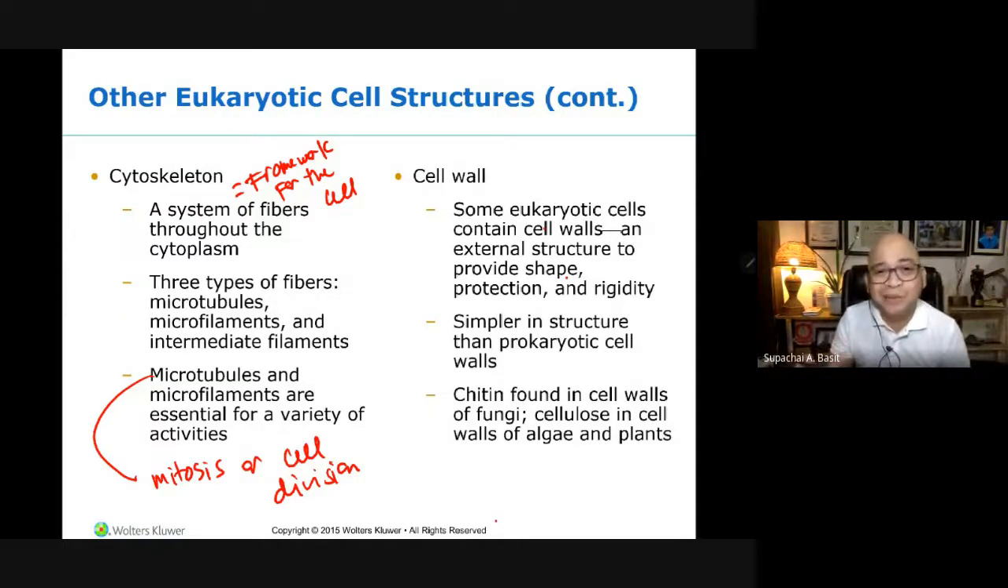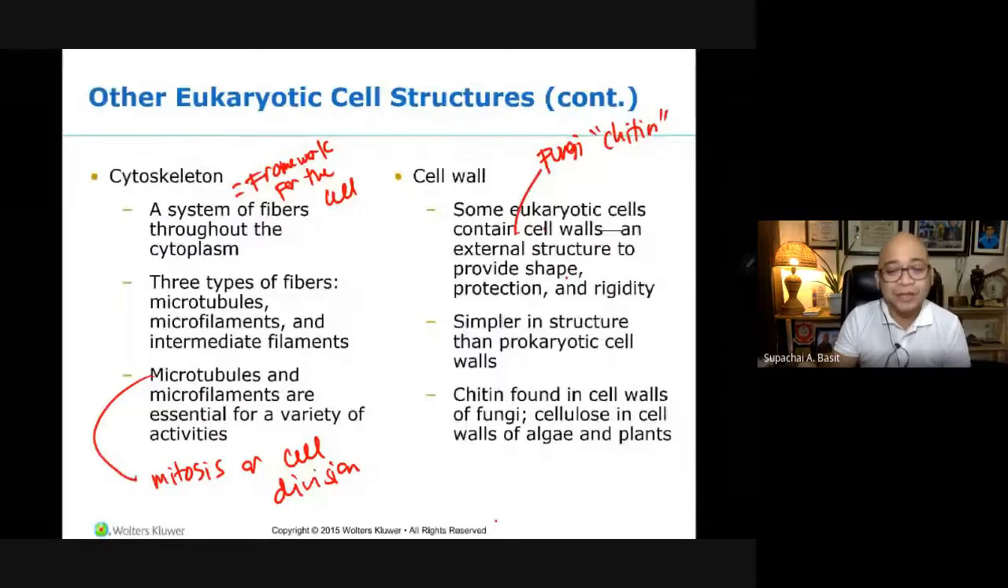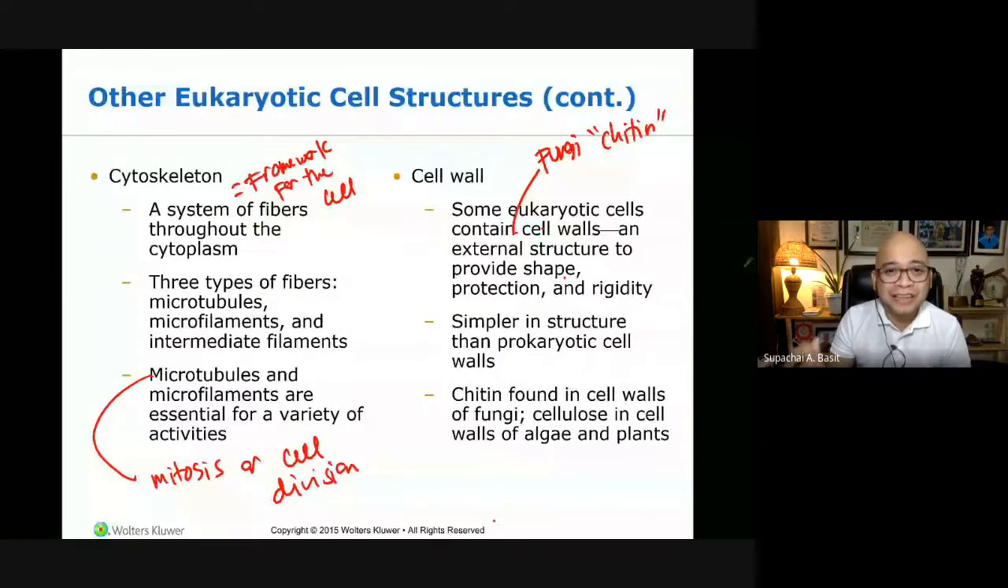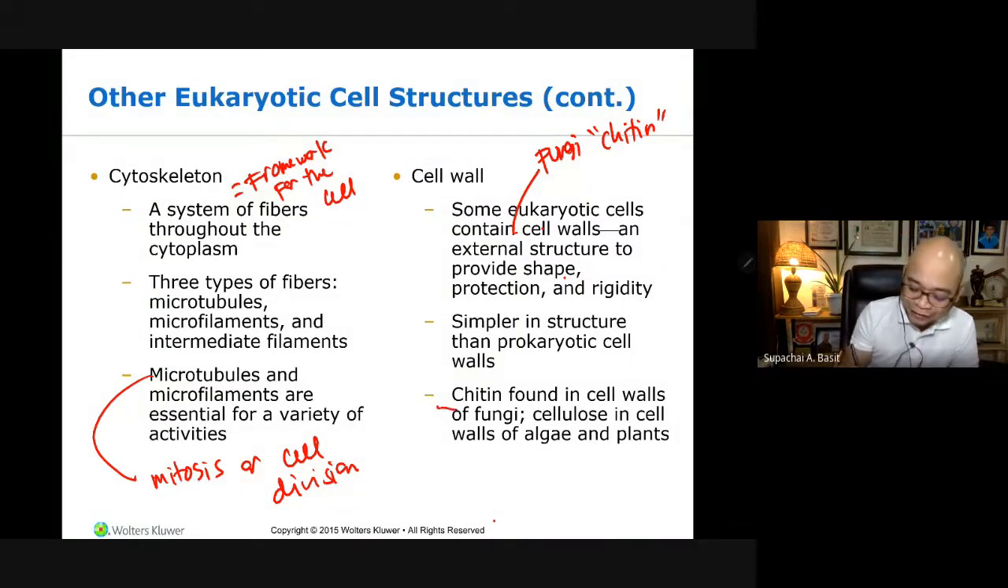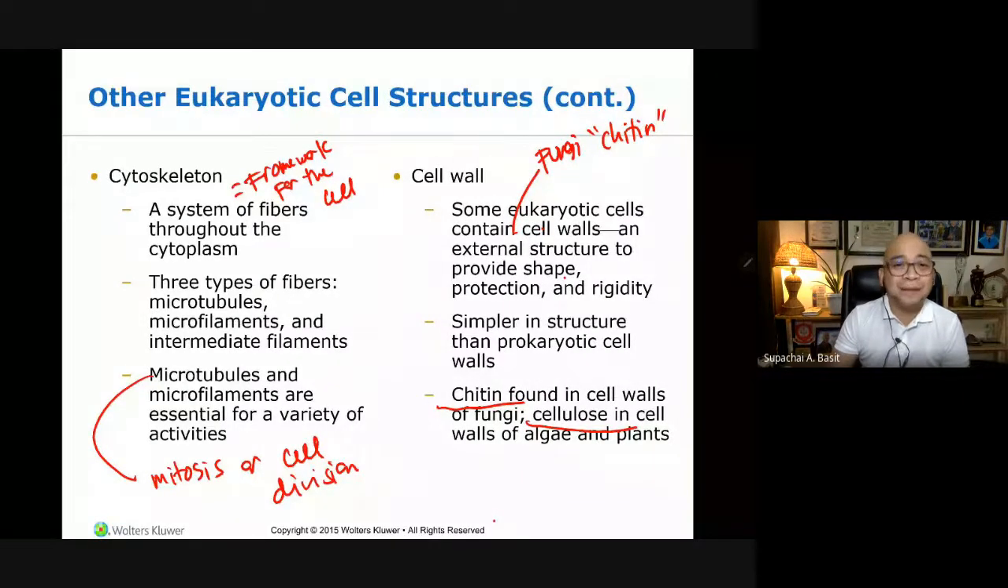So let's talk about the cell wall. Some eukaryotic cells contain a cell wall. For example, fungi have a cell wall, and it is made of chitin. It's an external structure that provides shape, protection, and rigidity. The cell wall is much simpler in prokaryotic cells. So chitin is found in the cell wall of fungi. Cellulose is found in the cell wall of algae and plants. These are examples of eukaryotic cells with a cell wall.